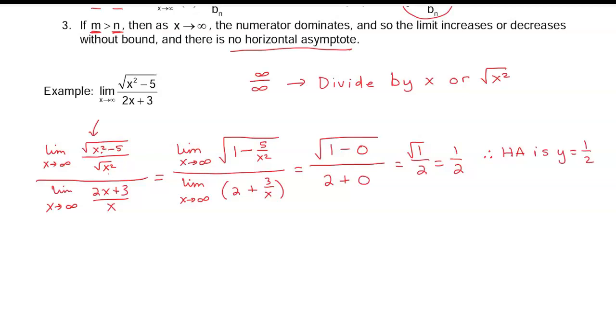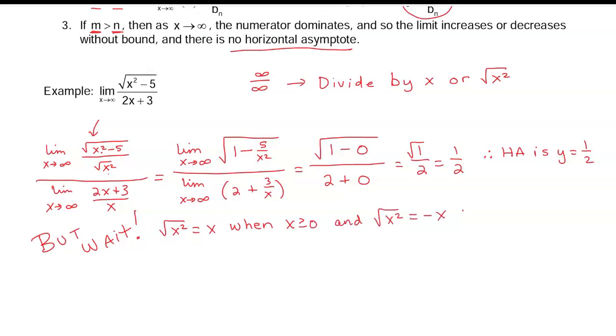But wait. The square root of x squared is x when x is greater than or equal to 0. And the square root of x squared equals the opposite of x when x is less than 0. So we must divide by the opposite of x also. So I'm going to go through the same steps of taking the quotient of the limits, but I'm going to do it with the opposite of x.